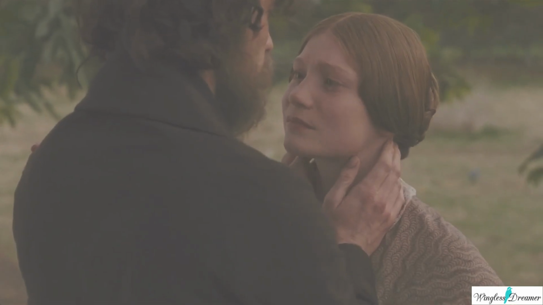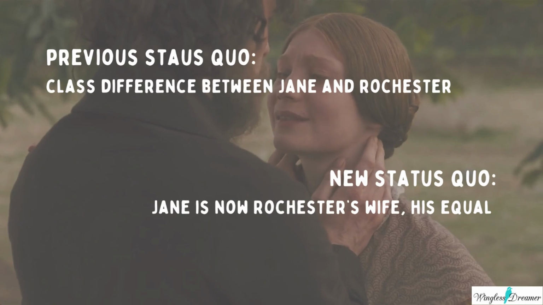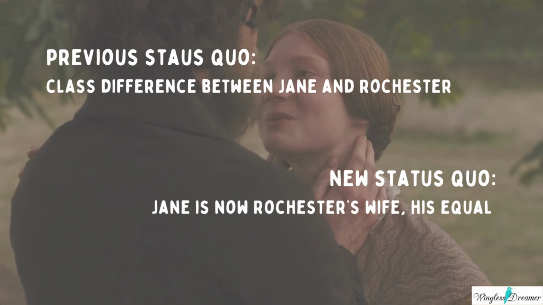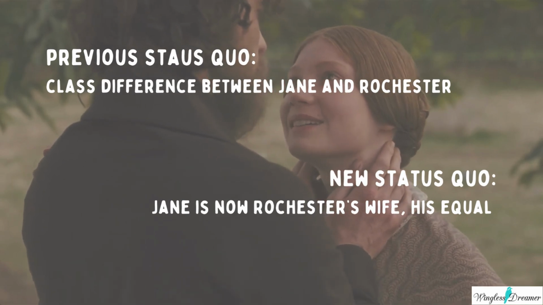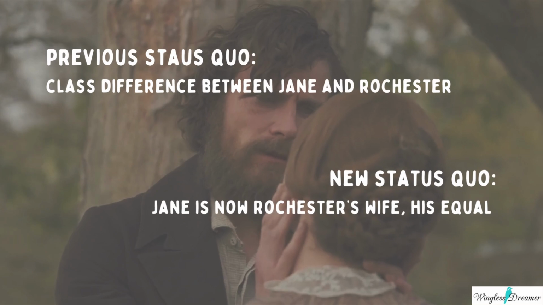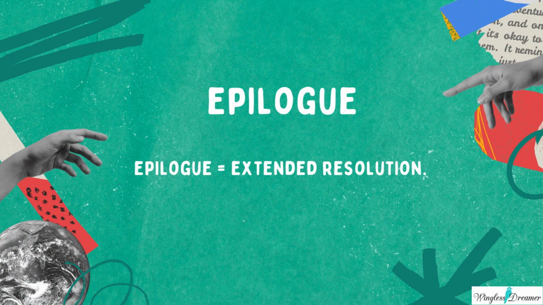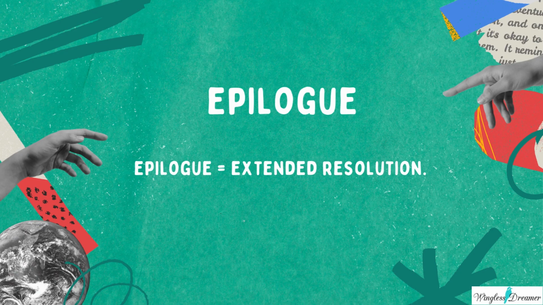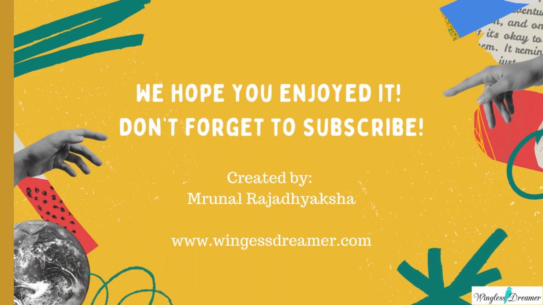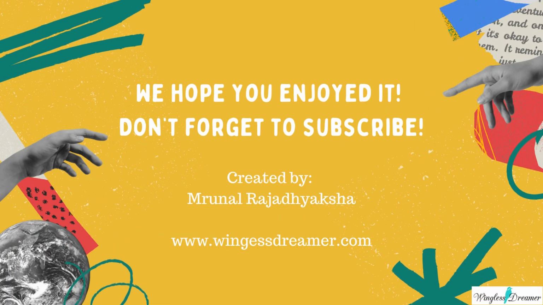But Jane Eyre is a romantic novel, so this creates a new status quo. Jane is now Rochester's wife, his equal in position and funds, and they live happily ever after. The resolution is sometimes followed by an epilogue, which has the same characteristics. We can call it an extended resolution. So, well, that's just one way to cook up a planned story.